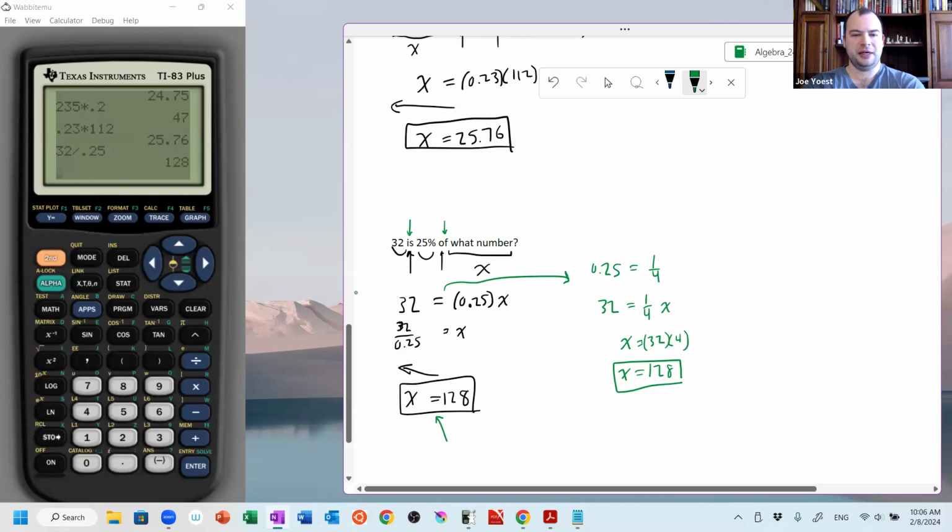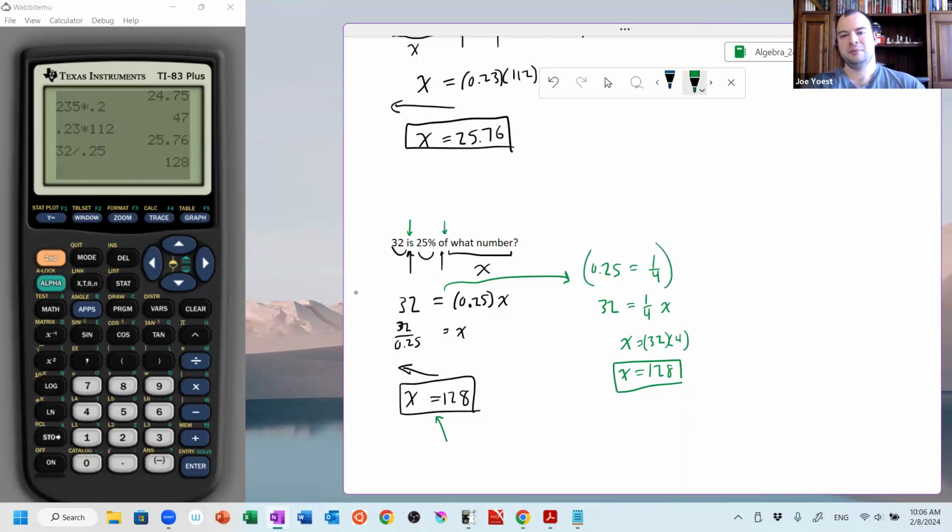Sometimes we have a decimal or a percent like 25% or 0.25 that we might recognize as a fraction. 0.25 is just 1/4. So really we're asking 32 is 1/4 of what number? We can just multiply both sides by 4 to get x equals 128. That saves us from doing this kind of decimal division. We might see the answer a little more quickly that way.